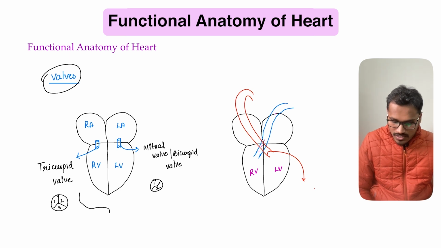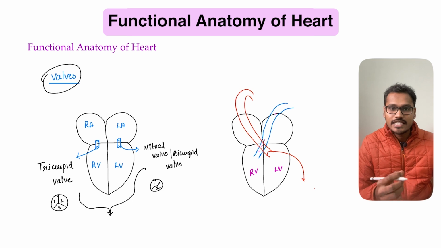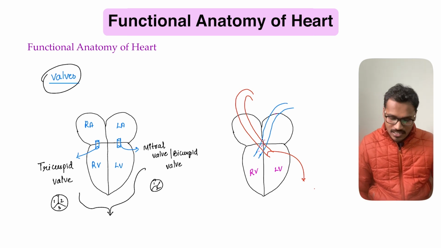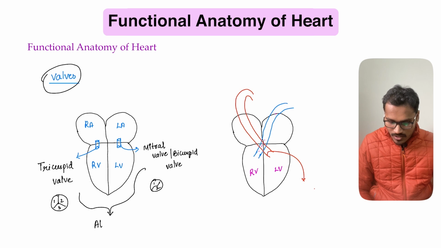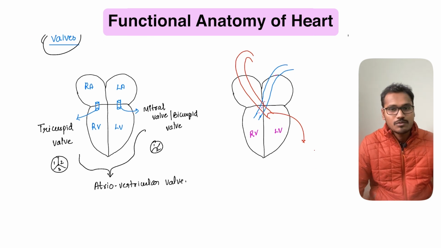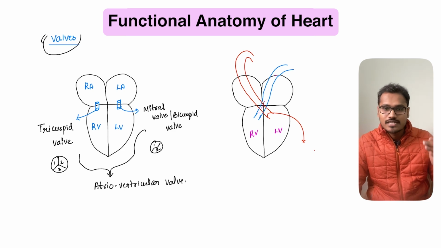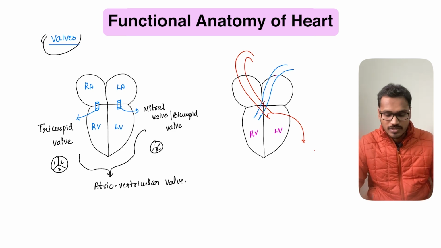Sometimes we represent them together as the atrioventricular valve. Why? Because it is connecting the atria and ventricle. So both of them together we can call the atrioventricular valve. We should be very frequently adapted to all these terms. That is why I am repeating again and again. So the atrioventricular valve means the tricuspid and the mitral together.